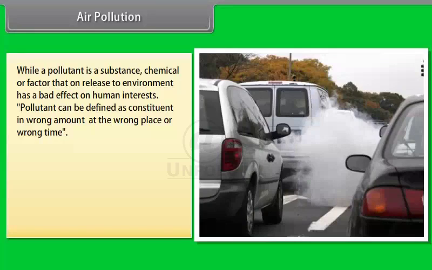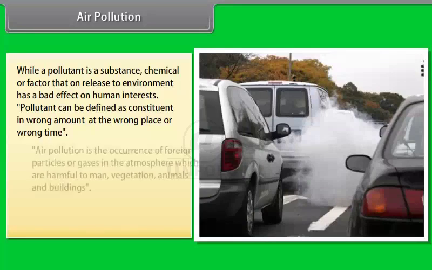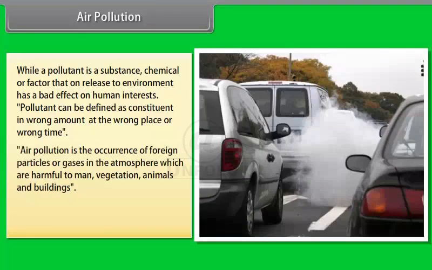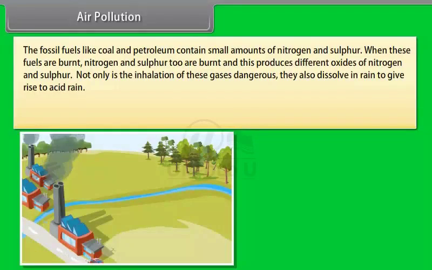A pollutant can be defined as a constituent in the wrong amount at the wrong place or wrong time. Air pollution is the occurrence of foreign particles or gases in the atmosphere which are harmful to man, vegetation, animals and buildings. Air pollution is caused mainly due to combustion of fossil fuels. Fossil fuels like coal and petroleum contain small amounts of nitrogen and sulfur. When these fuels are burnt, nitrogen and sulfur too are burnt, and this produces different oxides of nitrogen and sulfur.